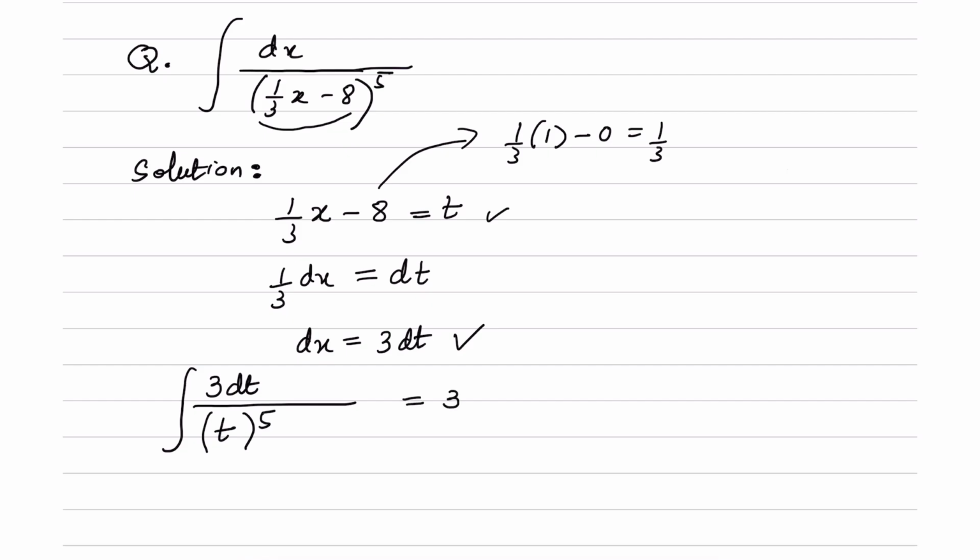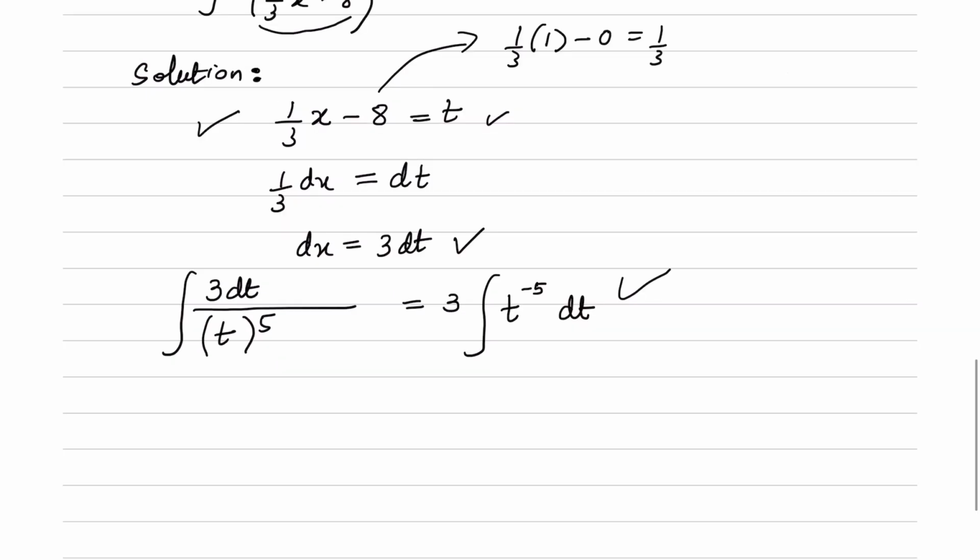We will take this 3 outside, and t to the power 5 we will bring up. It becomes t to the power minus 5. And see, our whole integral is converted into the variable t form. It is important to know that if your substitution is correct, you will finally have the expression entirely in just one variable. If after the substitution your expression involves both x and t, it means there is something wrong with your substitution. So let's integrate this integral, t to the power minus 5.